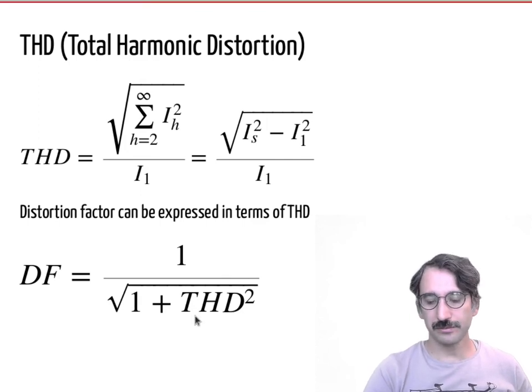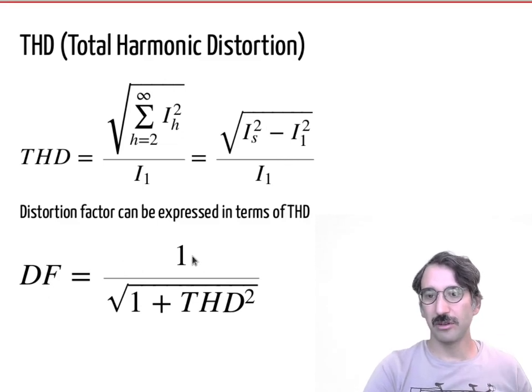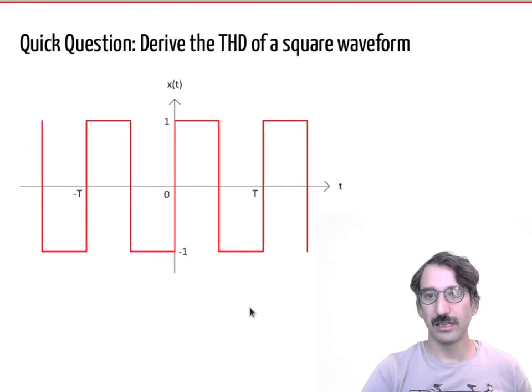Before that, let me talk about the distortion factor. Distortion factor can also be represented. I will derive that in one question in the following weeks. It is 1 over the square root of 1 plus THD squared. Okay, so I want you to answer this question as well. Please derive it, and don't Google it from the internet, because it is important to have some familiarity with that kind of operation. So please try to derive the THD of a square waveform yourselves. Okay, thank you.